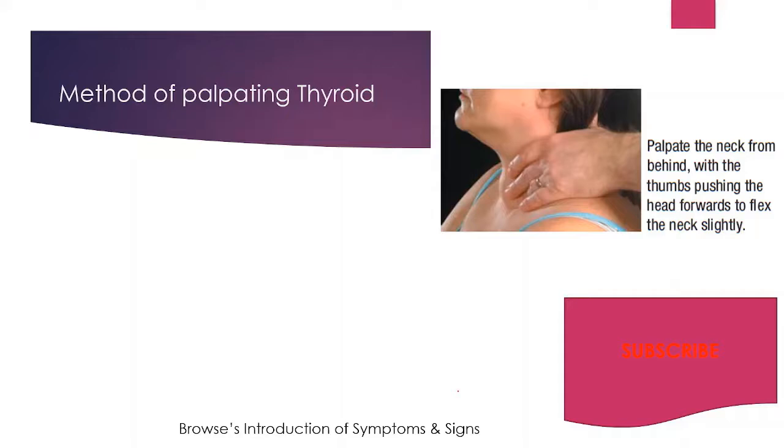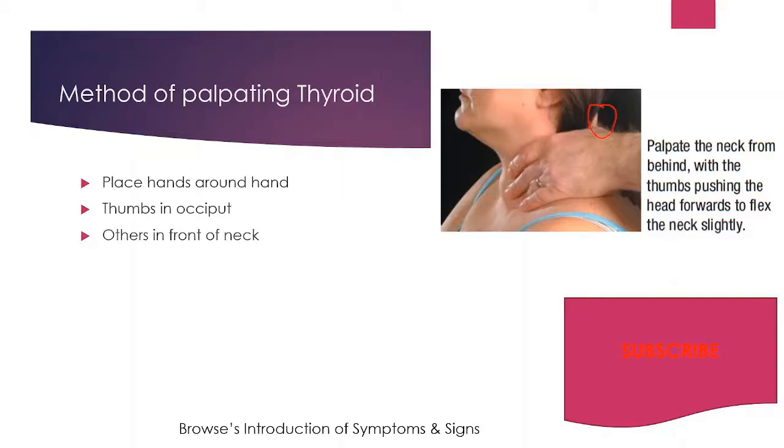Now, what are the methods of palpating a thyroid gland? First of all, you need to place both hands around the neck. Then the thumbs will be over the occipital region of the patient, and the other fingers will be at the front of the neck. By using the index finger and thumb we can flex and extend the patient's neck. Clear? That is a very essential technique.